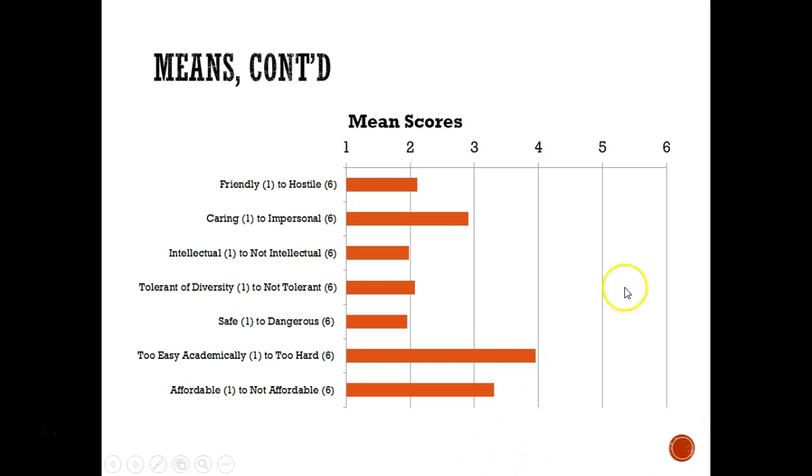We can see that the highest score, in this case the less desirable, is the ease of academics. Students are thinking it's too hard, and that's certainly a lot higher than some of these other ones on intellect or safety. So just a neat way to represent the data, albeit I think it should be coded in the opposite direction.